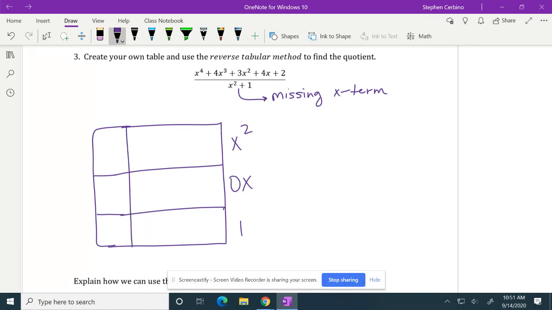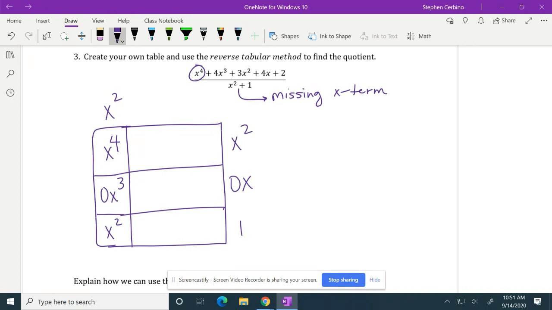What term has to go into this first column? Well, that would be x to the 4th power. Why? Because it's the first term of the polynomial I'm dividing. It has to be that term. So what multiplies by x squared to make x to the 4th? That would be x squared. Meaning I should be able to fill in this whole column using our skills of multiplication. x squared times 0 is 0, x cubed. x squared times 1, well, that's just x squared. Anything times 1 is itself.